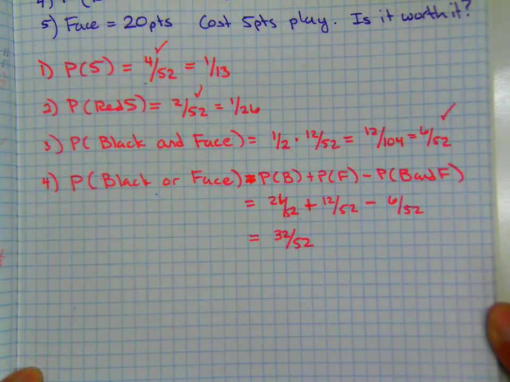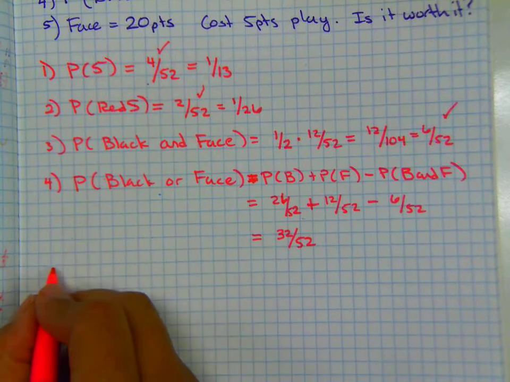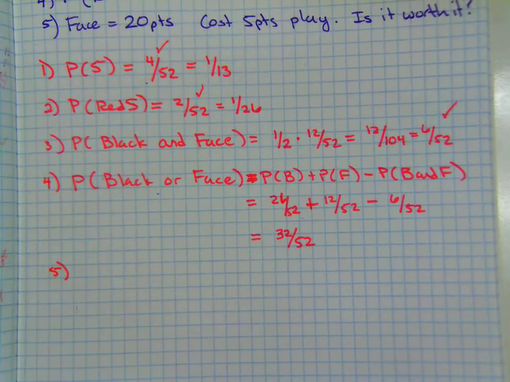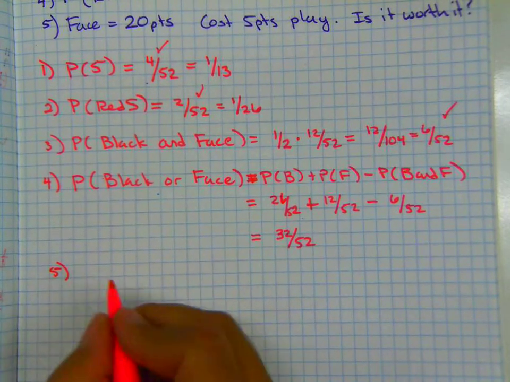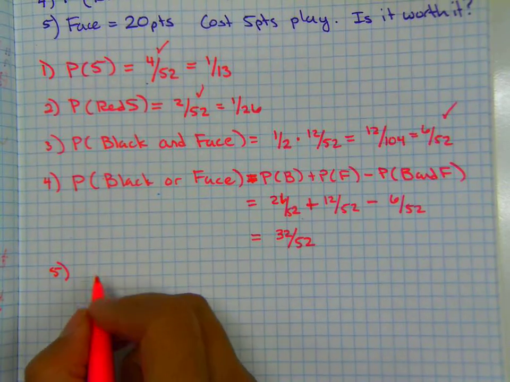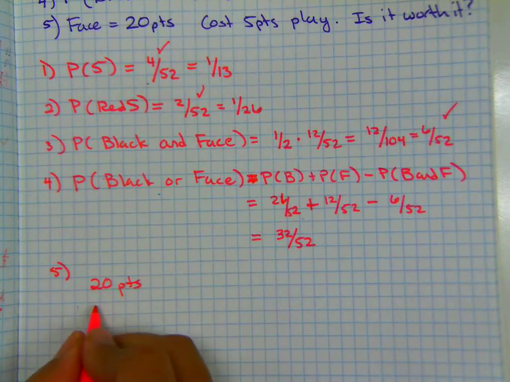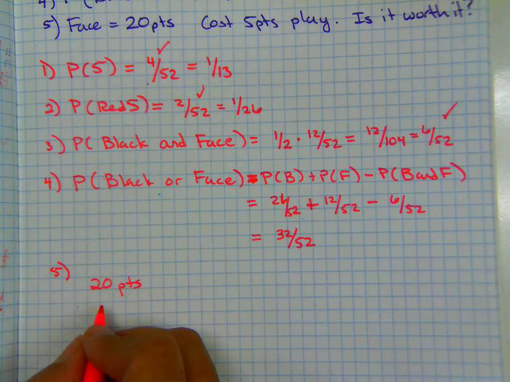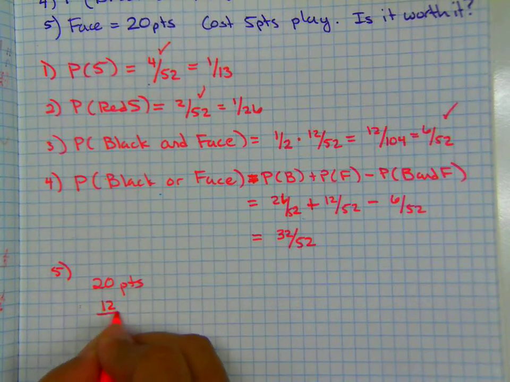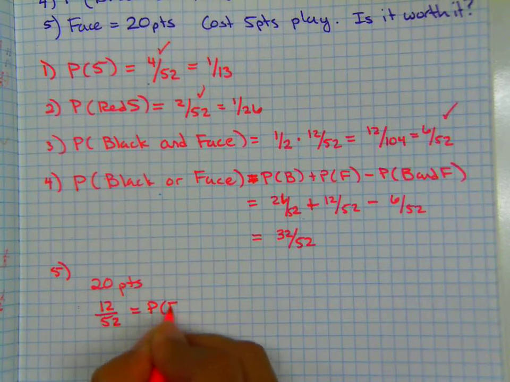All right, finally, our expected value question. So number 5. Face cards are worth 20 points. So what's the probability of getting a face card? Remember, that's what I need to have. I knew my points were 20, and then the probability of getting that, well, there are 3, 6, 9, 12 face cards out of 52. That's the probability of getting a face card.